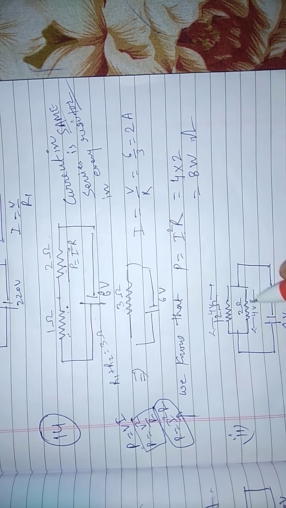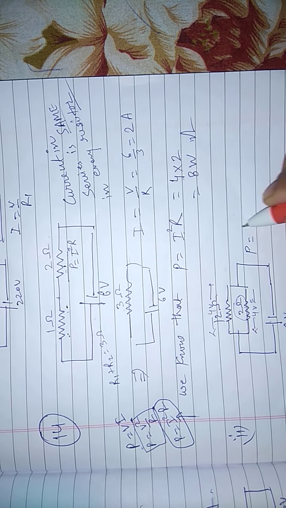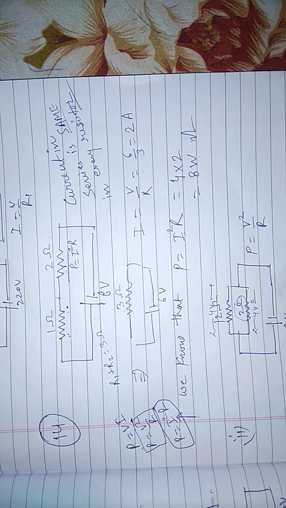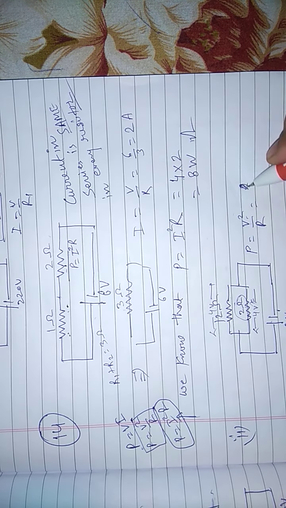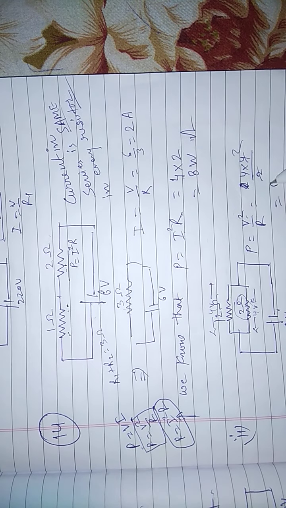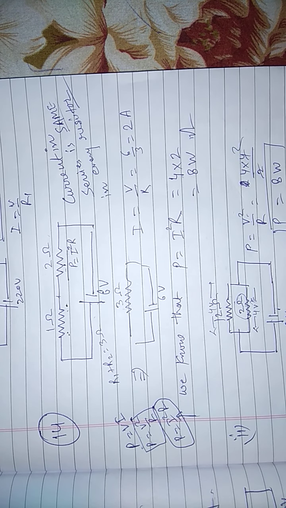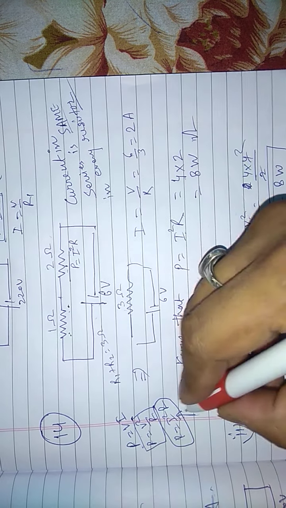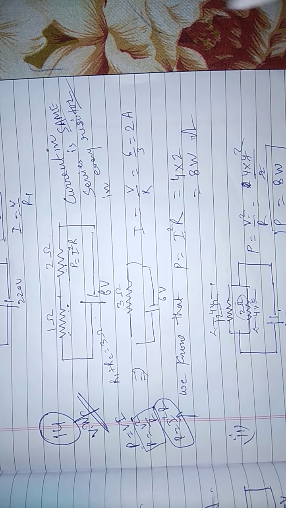So the voltage is this and resistance is this, so we know that P equal to V square over R, because we know the voltage. Voltage is 4 into 4 and R is 2. It is equal to 8 watt. Okay, this is question number 14. Very easy and very important question. Please take a screenshot.